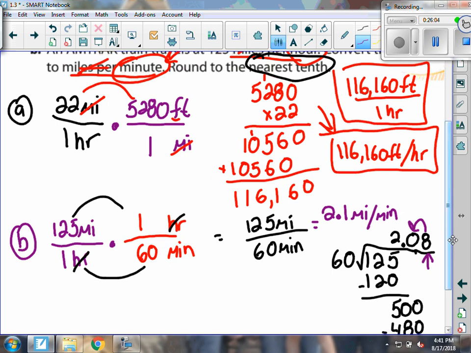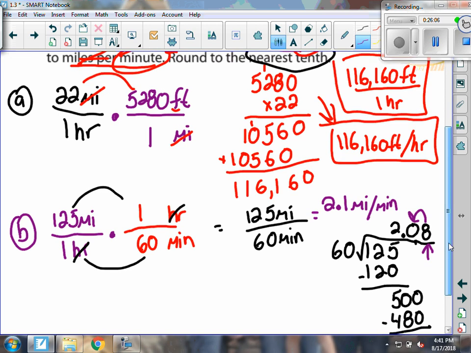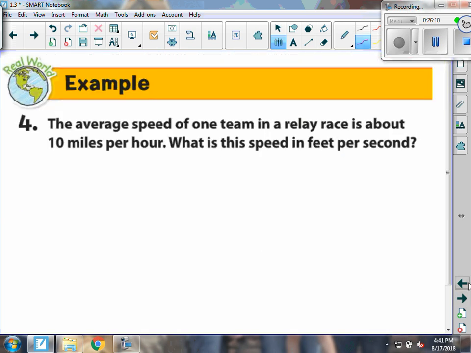Okay, make sure you have all that written down. Okay, here's our last example. The average speed of one team in a relay race is about 10 miles per hour. What is the speed in feet per second? Go ahead and pause this and take a moment to write this down.